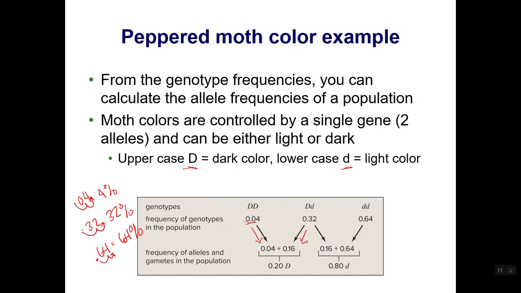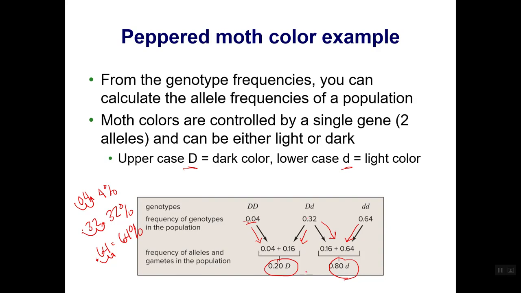Half of 0.32, if you do the math, is 0.16. So if we add 0.04 plus 0.16 together, we get 0.2, or 20% of the alleles in this population are big D. We could do the same thing to calculate the allele frequency based on genotype frequencies over here. We would take half of 0.32 again, which is 0.16, and then the 0.64. And if we add those together, we get 0.8. So 80% of the alleles in this entire population are little d.